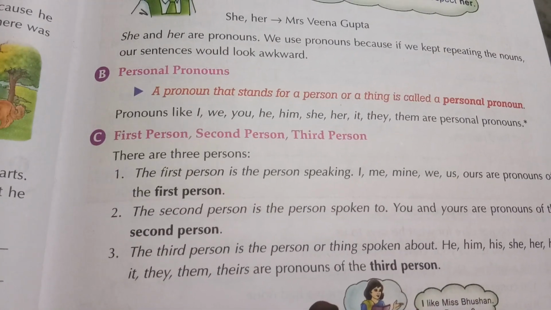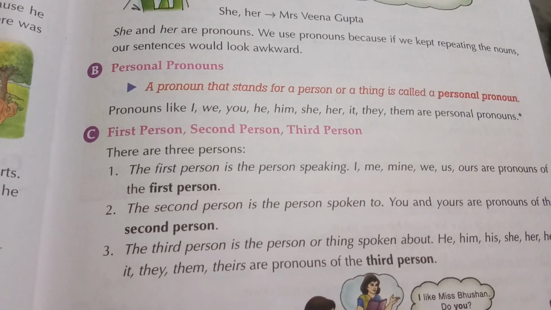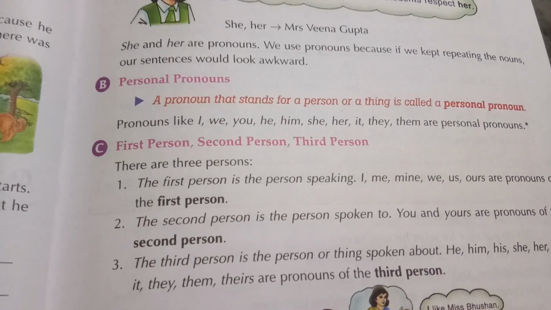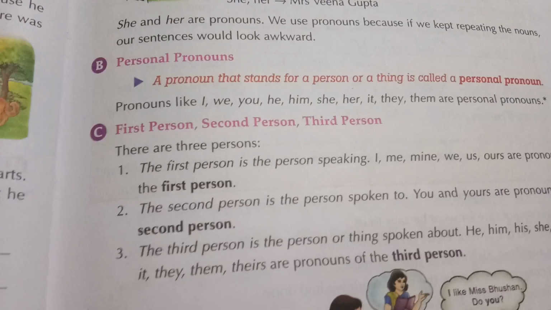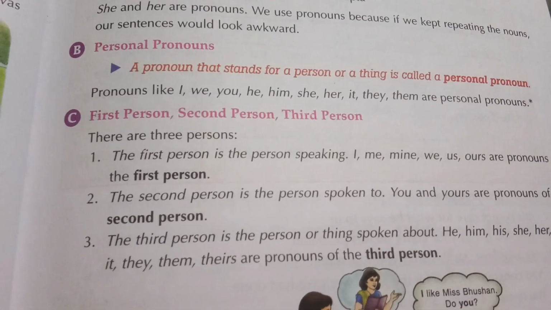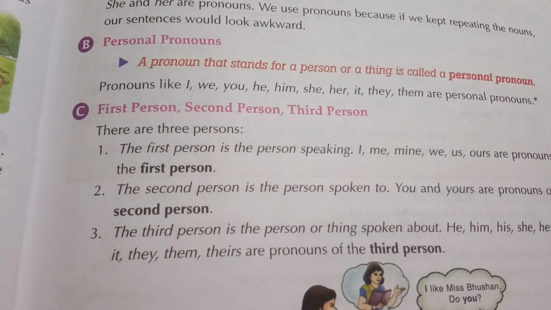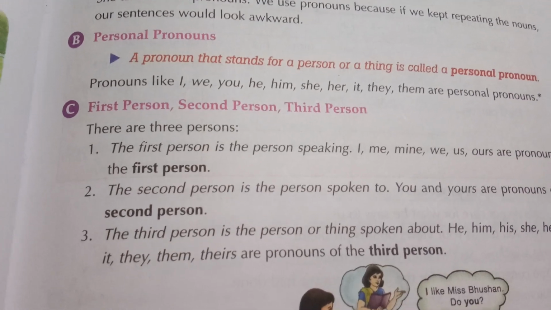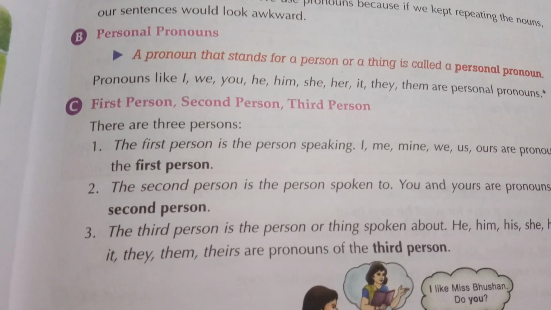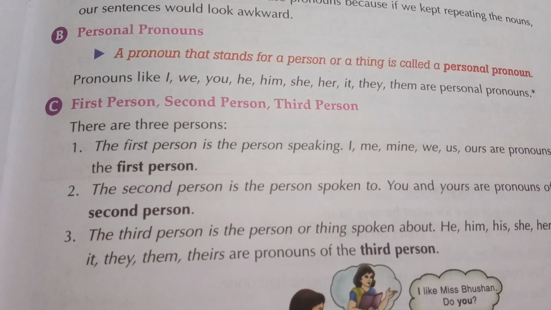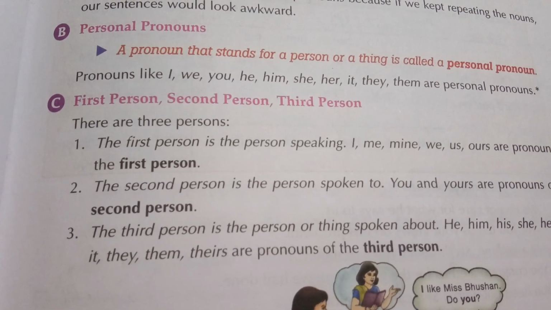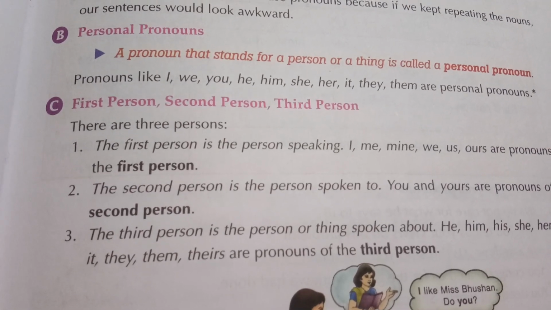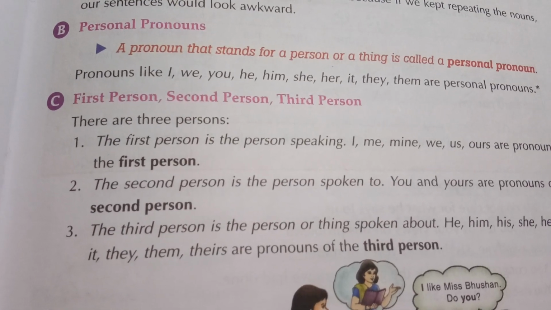But now, we will be doing the kinds of pronouns. There are 7 kinds of pronouns which we are going to do in this chapter. Gradually, we will move forward. Listen to each and every word very carefully. So children, personal pronoun. A pronoun which is used for a person or a thing is called a personal pronoun. Pronouns like I, we, you, he, him, she, her, it, they, them. These all are the personal pronouns.